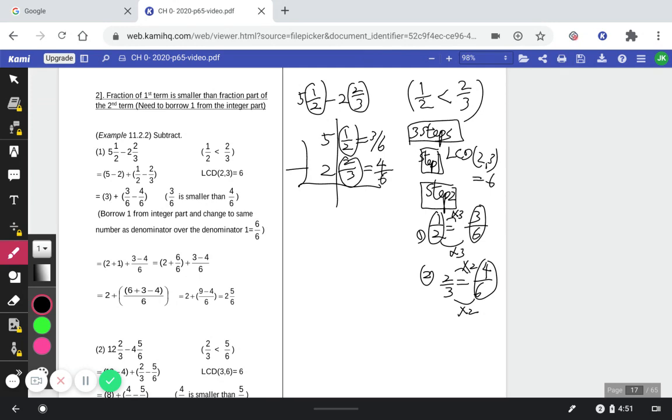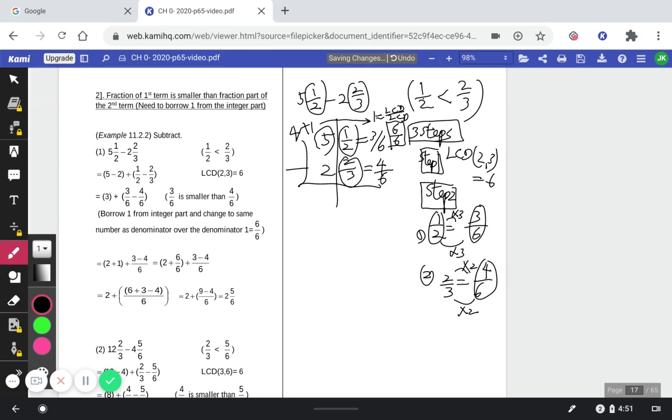So you cannot just take away 3/6 minus 4/6, then you will get a negative number. So what you do is you borrow 1, so make the 5 a 4 plus 1. And when you borrow 1, 1 becomes LCD over LCD, so 6/6. So you're borrowing 1, which is borrowing 6/6.